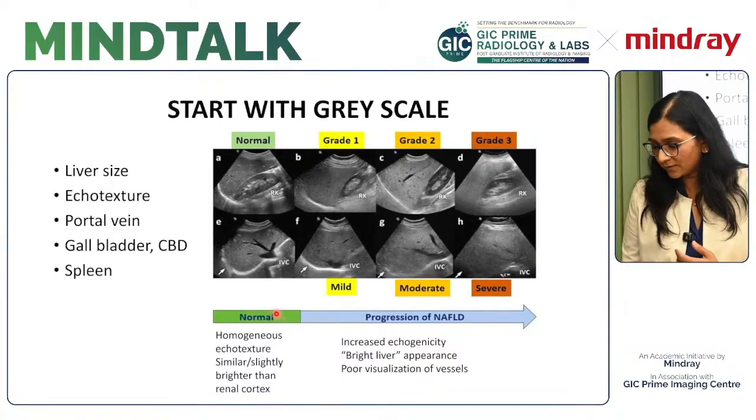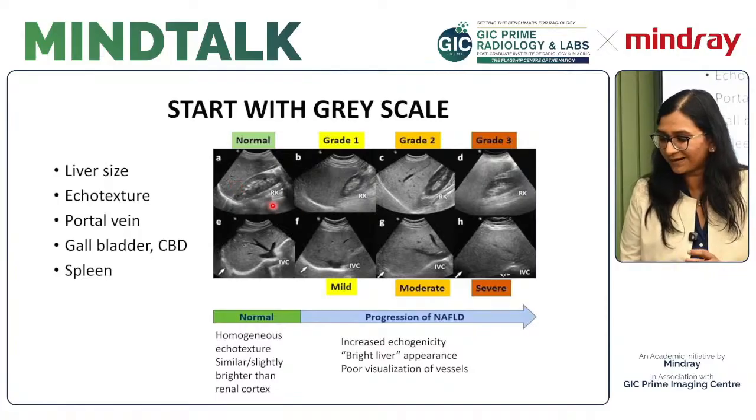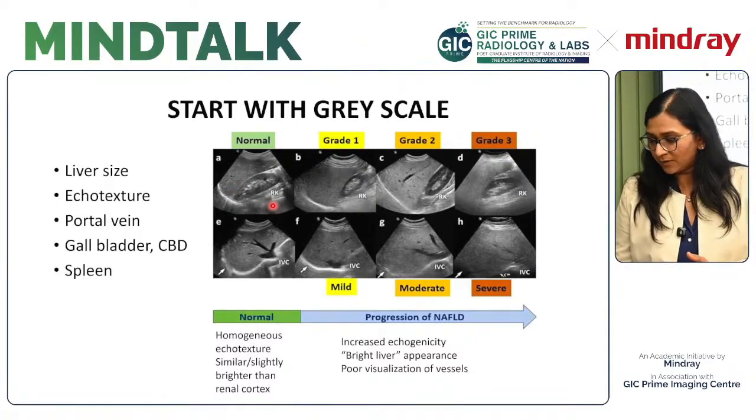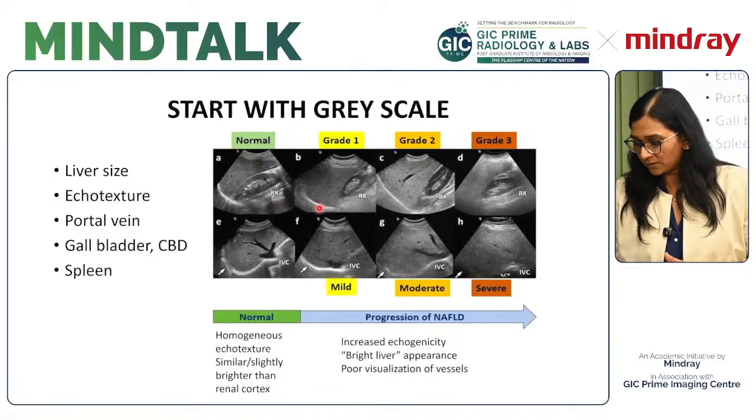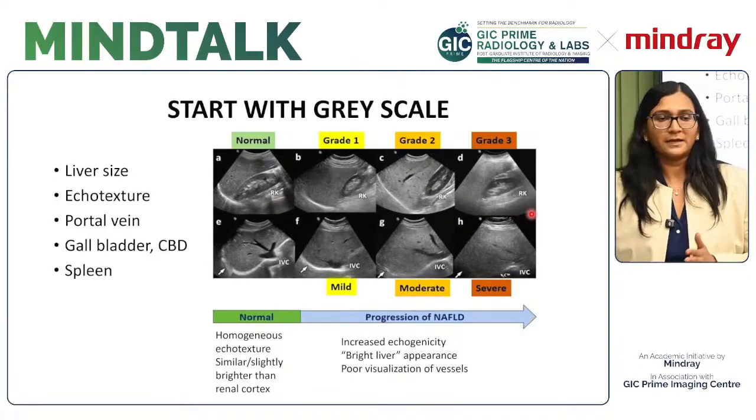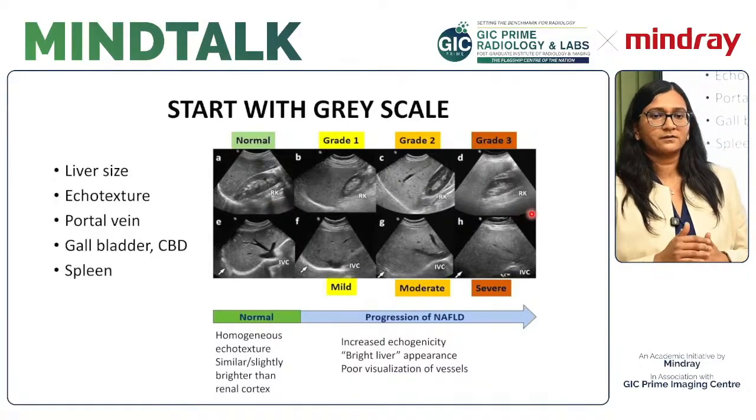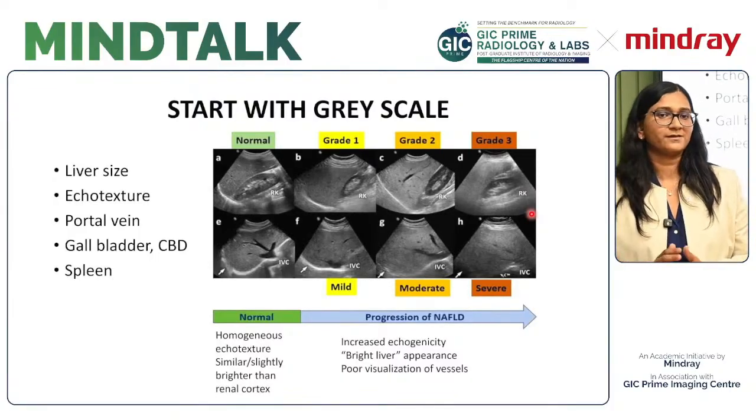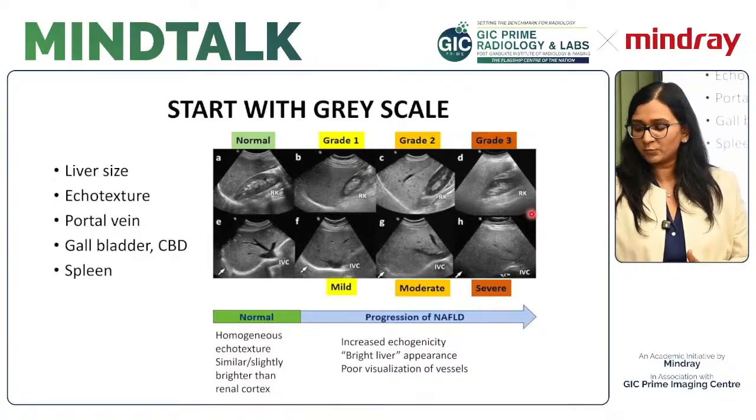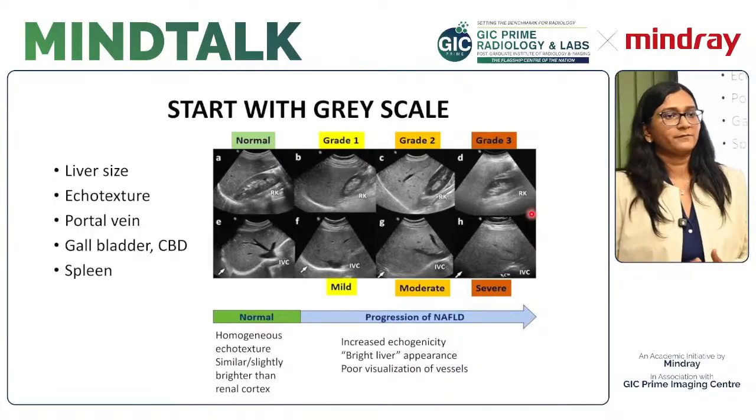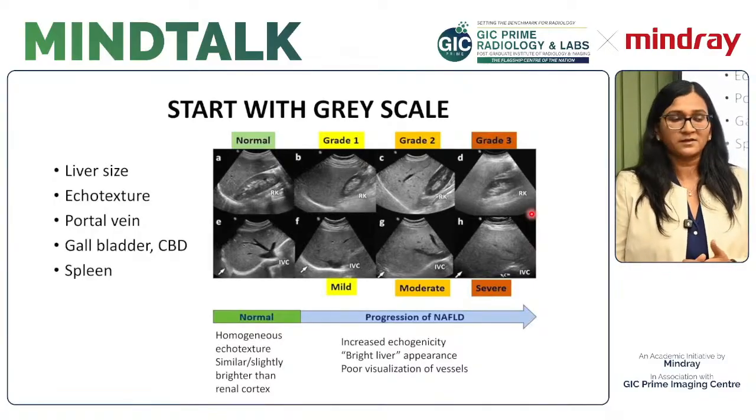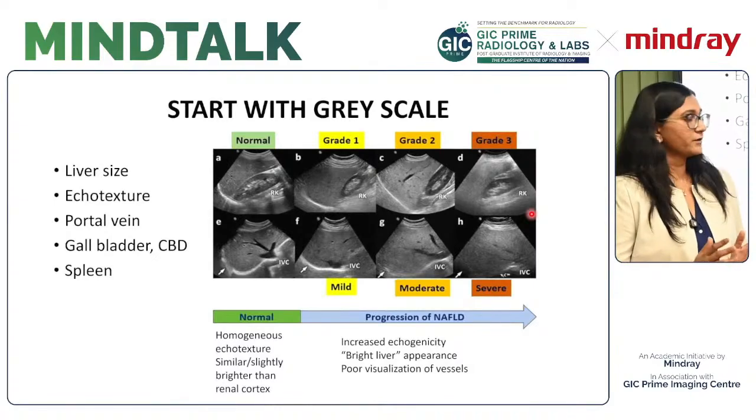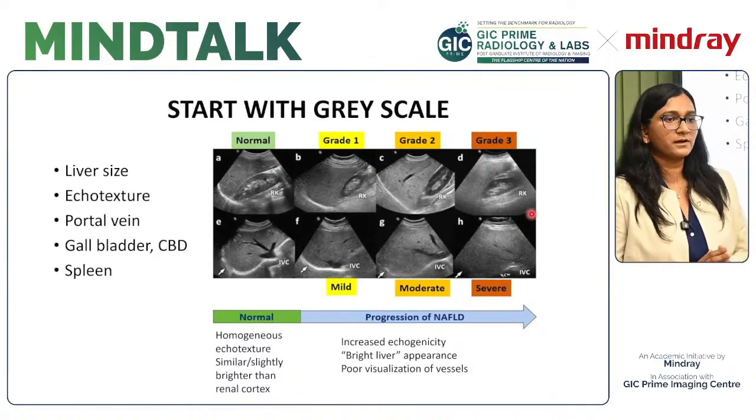As we can see, this is a normal liver. Its echogenicity is similar to or just slightly higher than the kidney. When it progresses from grade 1 to grade 3, echogenicity increases. In grade 1, vessels and diaphragmatic surfaces are very well visualized. As we progress to grade 2, vessels are indistinctly visualized, and as we progress to grade 3, even the diaphragmatic surface is not well visualized. But as we discussed, this is just qualitative imaging. This is just visual representation.